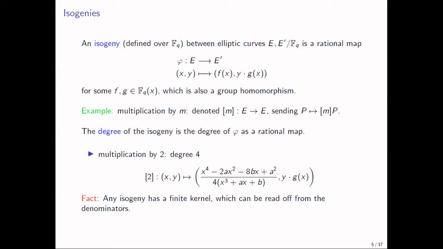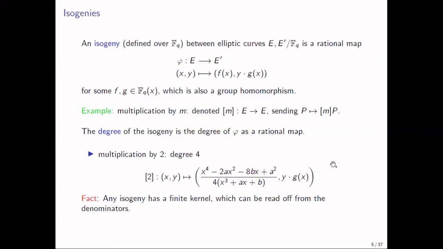Any group has this self map where you take a point and multiply it by an integer m. This is an isogeny because the group law is given by algebraic formulas. You can just figure out what the self multiplication is.